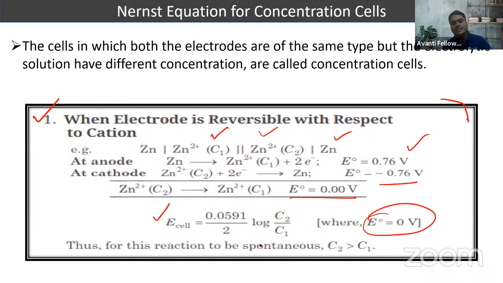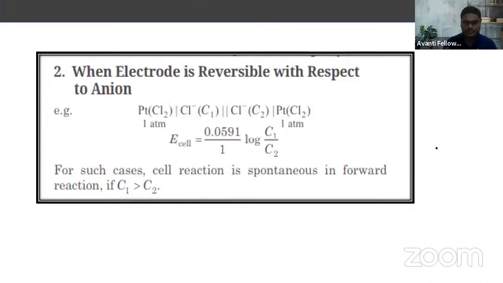Thus, we can say that for the reaction to be spontaneous, the E cell value must come out positive. For E cell to be positive, the concentration C2 must be greater than C1. So this is what happens in a concentration cell. Is this clear to everyone? You got it? What do you mean by concentration cells? Or anyone having any kind of doubt? Remember only two things in the concentration cell: both the electrodes are of the same type, but with different concentration, C1 and C2. बस इसको याद रखो.